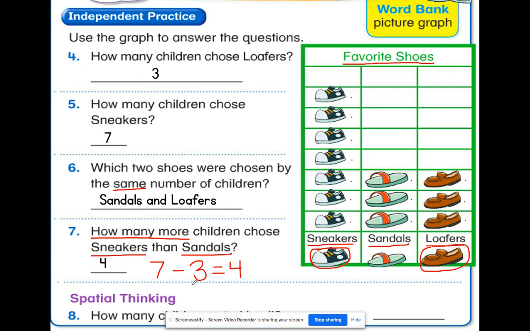And the last question is, how many children voted in all? So now is when I need to look at the entire picture graph and count all of the children who voted. So all of the pictures inside the picture graph. So let's do that, starting with our sneakers. 1, 2, 3, 4, 5, 6, 7. Keep going. To the sandals, 8, 9, 10. Now go to the loafers, 11, 12, 13. So how many children voted in all? 13 children voted in all.